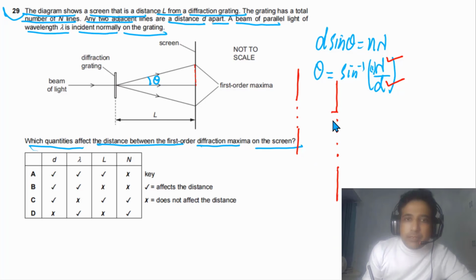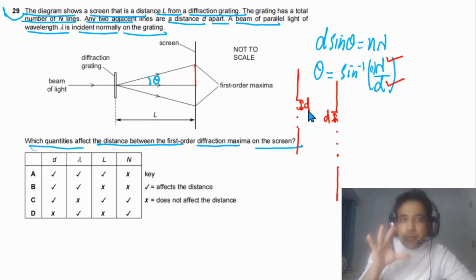As long as the distance between the slits is the same, the value of theta will not be affected, because theta depends on d, theta does not depend on N. So it is independent of N, and so we can say it does not depend on the number of slits, or the number of lines.